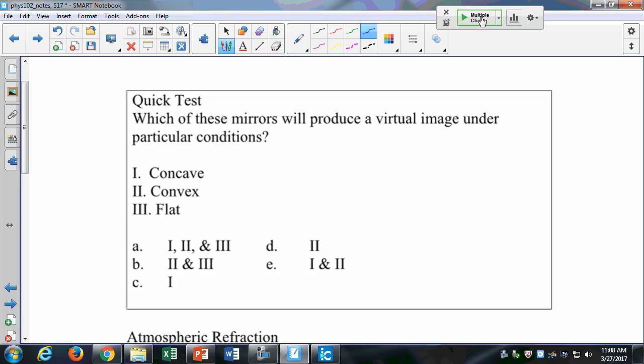Which of these mirrors will produce a virtual image under particular conditions? Concave, convex, or flat, or some combination of those?